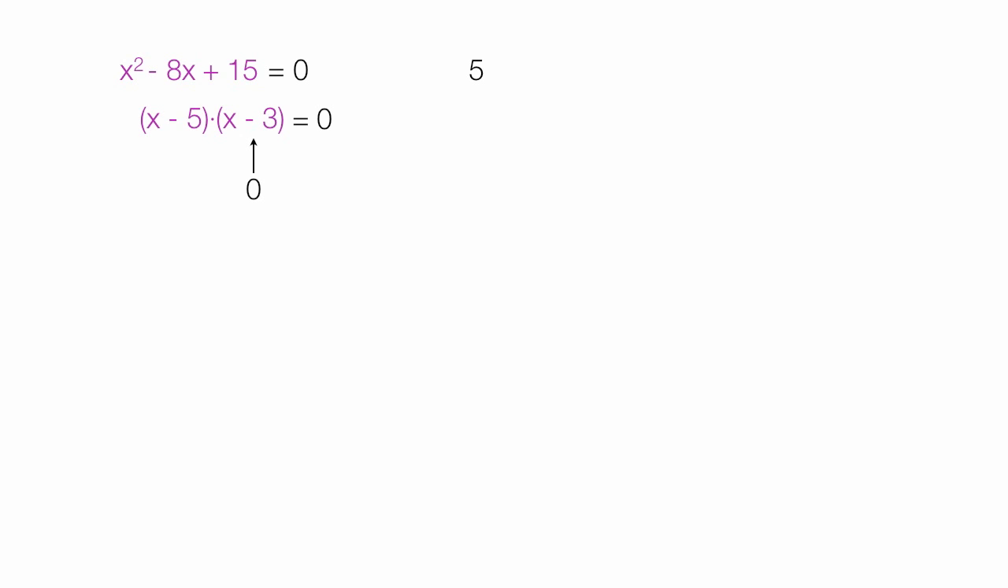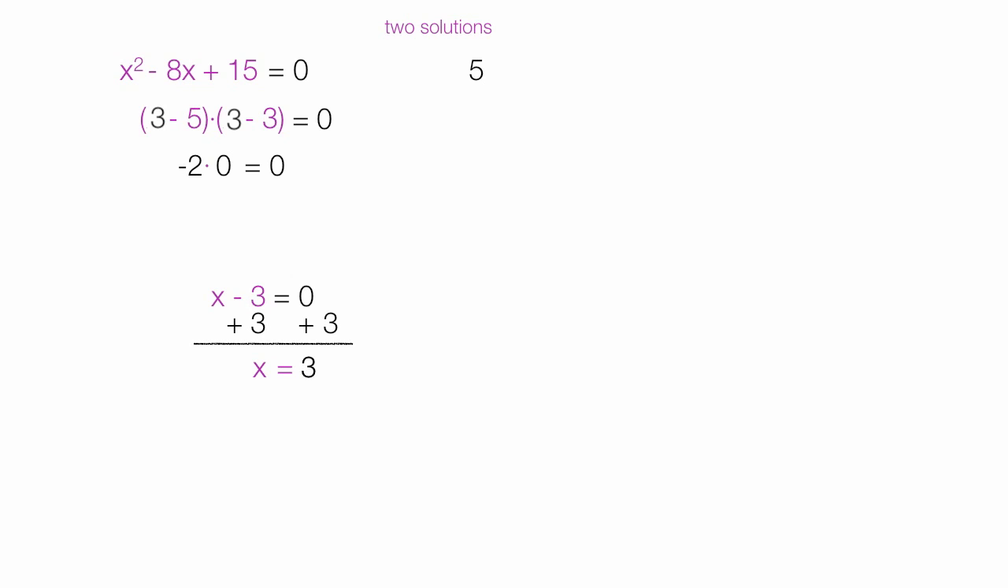Now it's time to make x minus 3 equal to 0. X minus 3 is equal to 0. I add plus 3 to both sides of the equation. X is equal to 3. I put the 3 for that x, and I put 3 up there for that x. This gives me negative 2 times 0, which is equal to 0. Since I have two solutions, this gives me 3 and 5 as the solutions to the equation.